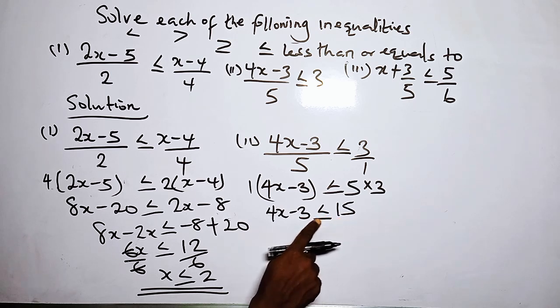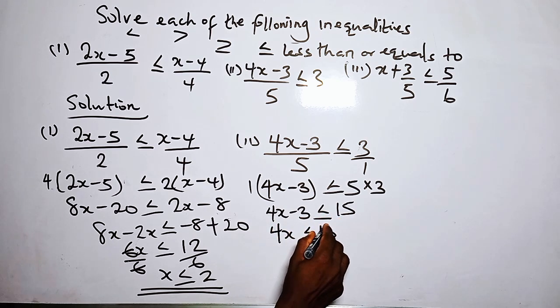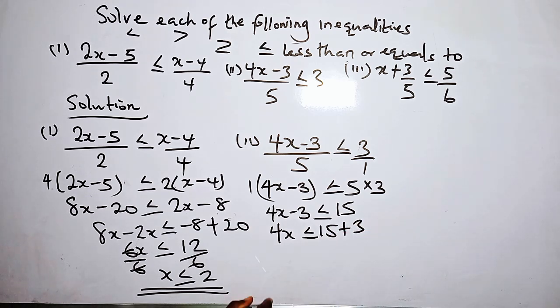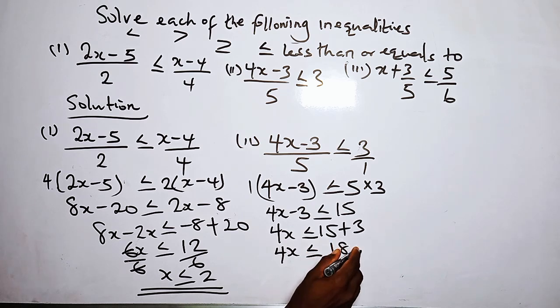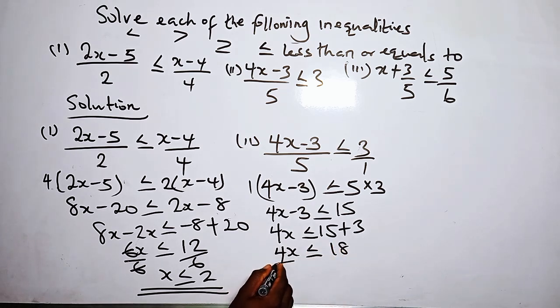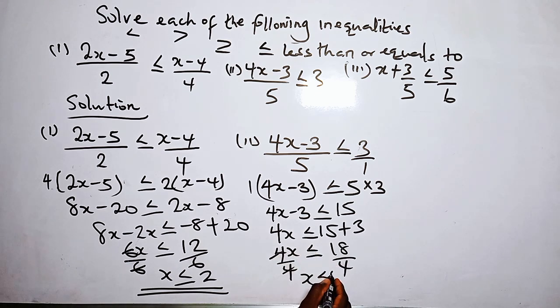We add 3 to both sides of the inequality, so we have 4x less than or equals 15 plus 3, so when we add this, we have 18. So what do we do from here? Divide by 4, so this is out, so we have x less than or equals, so for 4 times 4 is 16, so 2 over 4, or we have it as 4 whole number, 1 over 2, which is this, so x less than or equals 4.5.